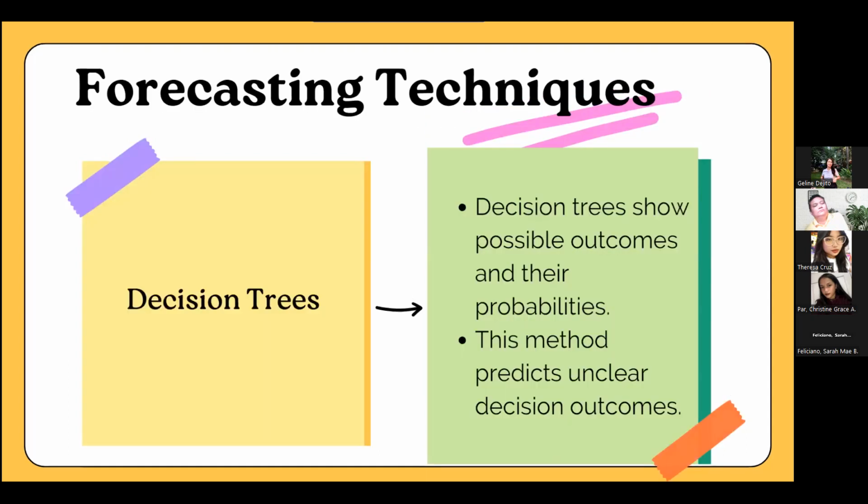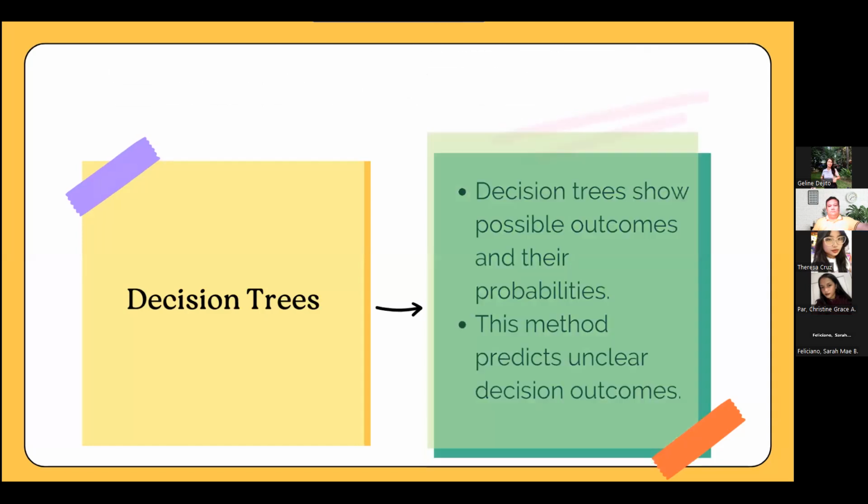Lastly is decision trees. Decision trees are a graphical representation of the prospective outcomes and probabilities of a decision. This method is beneficial for forecasting the outcomes of uncertain decisions when there are multiple potential outcomes and the probability of each outcome is uncertain. And that's all for our report. Thank you.